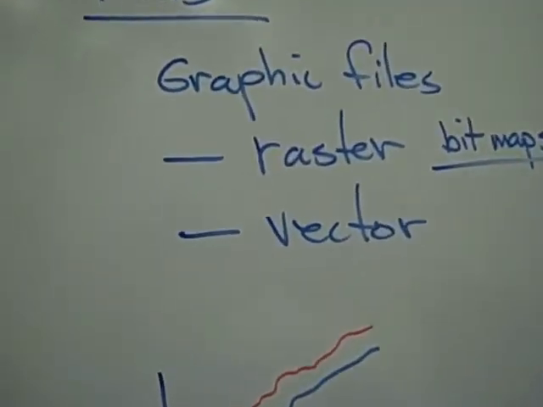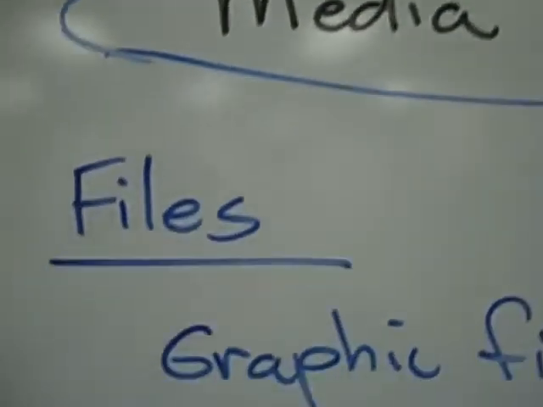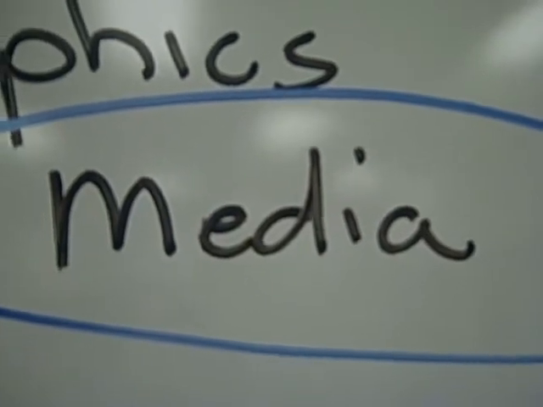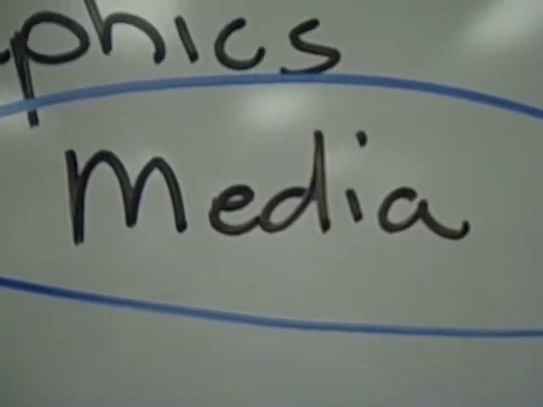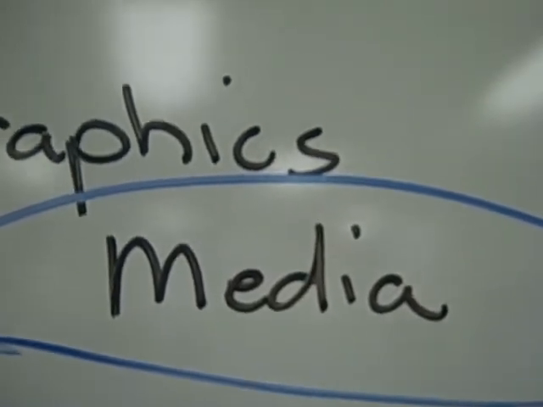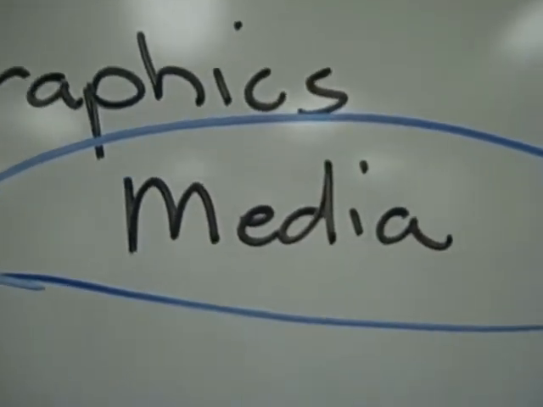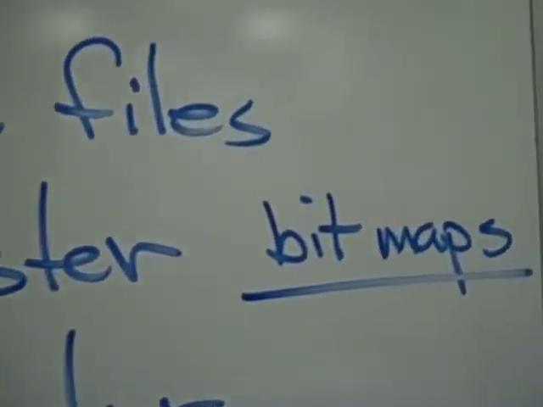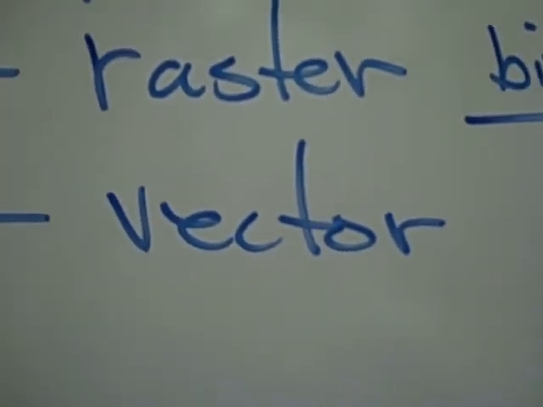We finished up talking a little bit about graphics and media and all these different types of files that represent media, whether it's video, sound and video, pictures, and charts and graphs representing numeric data. In graphic files, we have raster files that are bitmaps. We use dots to represent the picture, and then we have vectors.